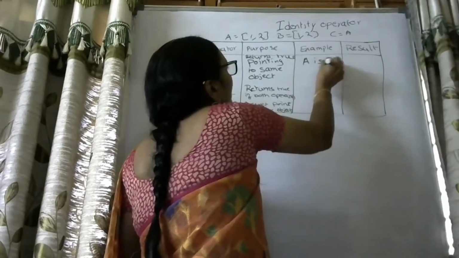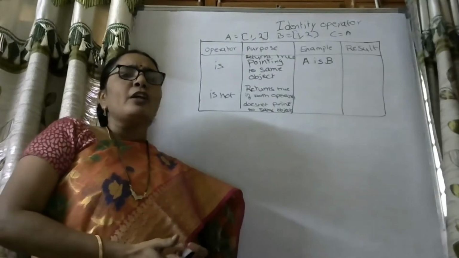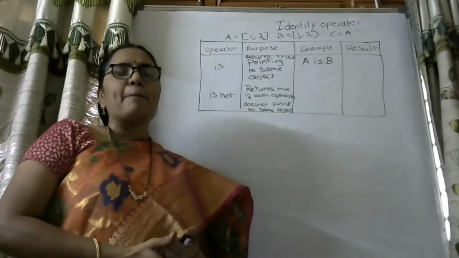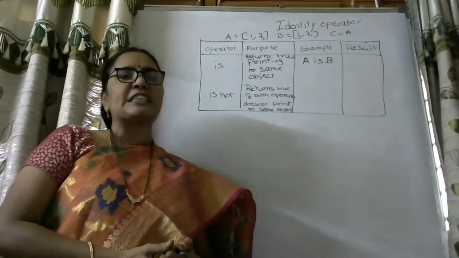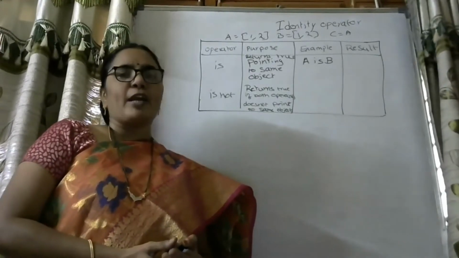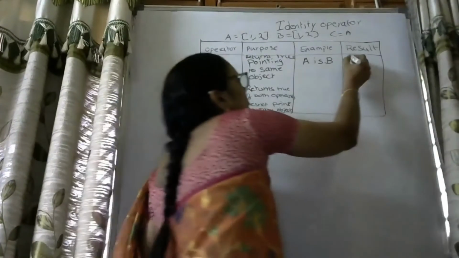Now if I write A is B, A is a different object and B is a different object. Even though the data members of these objects are the same, they are different. So A is B is false.